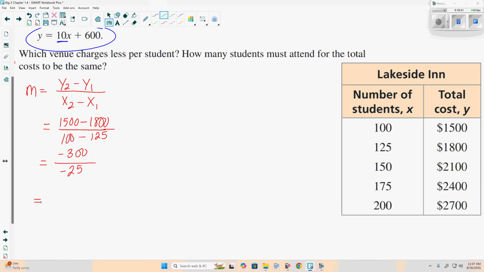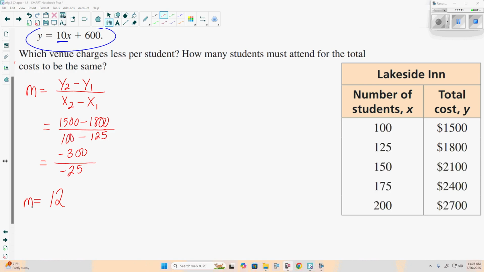300 divided by 25. How many quarters are in $3? Yeah. 12. 4 quarters in $1, we've got 3 of them. Positive 12. So how much is Lakeside charging per student? $12. Because that's the slope.